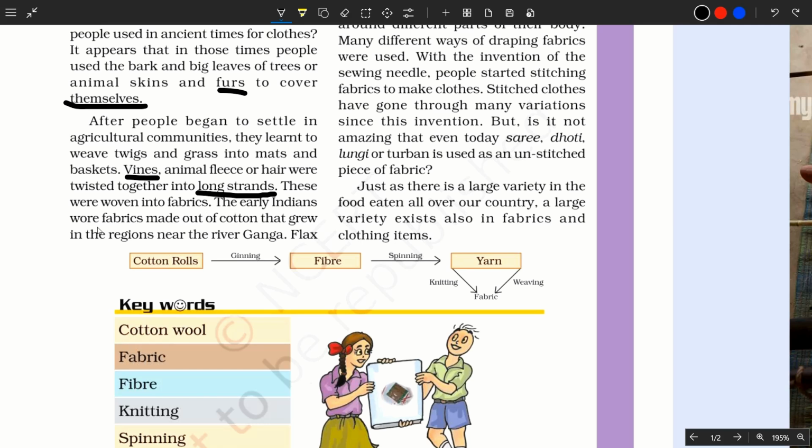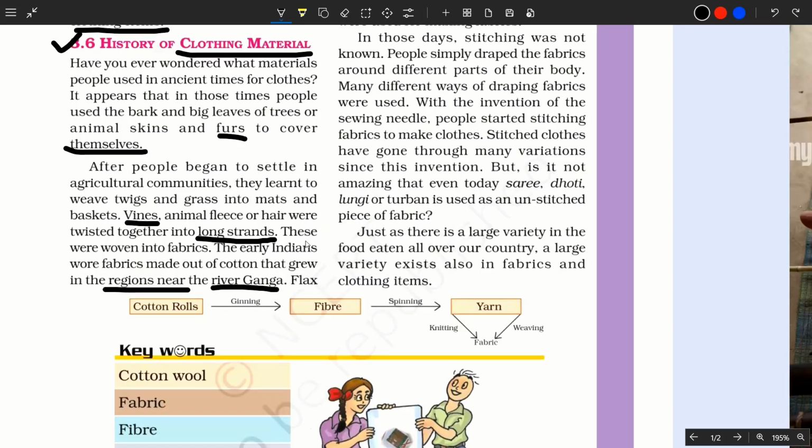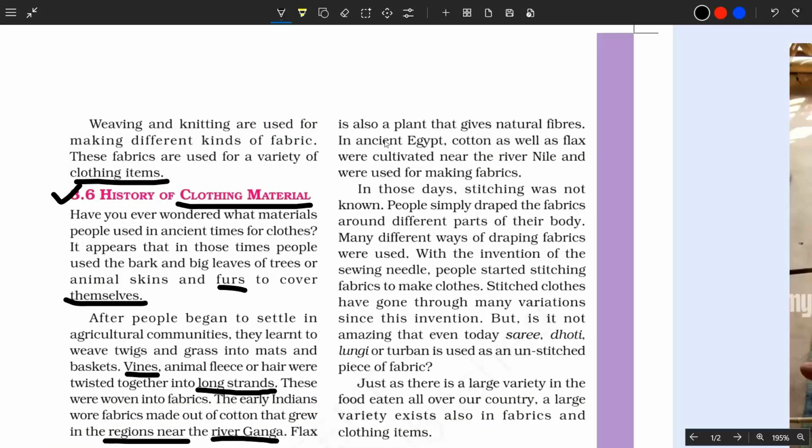The earlier Indians wore fabrics made out of cotton that grew in regions near the river Ganga. The fabrics were made of cotton. From the cotton they made fabrics, which grew in regions near the Ganga river. Flax is also a plant that gives natural fibers.